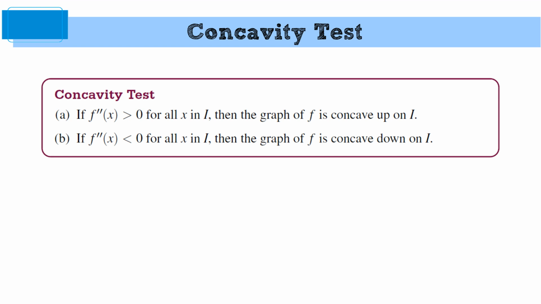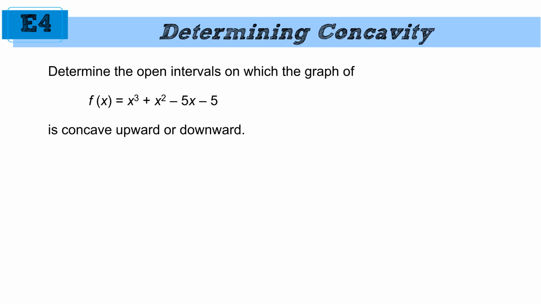So here's the concavity test. If you understood increasing and decreasing, just replace increasing and decreasing with concave up and concave down, replace the first derivative with the second derivative, and we're golden. If the second derivative is positive, it's concave up. If the second derivative is negative, it's concave down. Now we're going to start taking the derivative of the derivative, the second derivative.